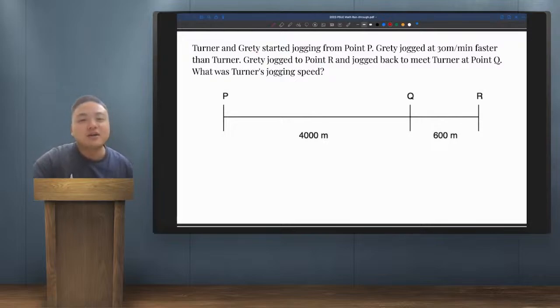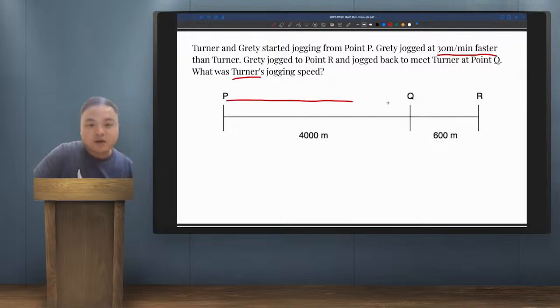Turner and Gretty started jogging from point P, and Gretty jogged at 30 meters per minute faster than Turner. When Gretty jogged to point R, she made a U-turn to jog back and met Turner at point Q. We want to find Turner's jogging speed. If I draw out what Gretty ran in red, Gretty runs from P to R, then U-turns back. However, Turner ran quite slowly, so he only ran from P to Q.